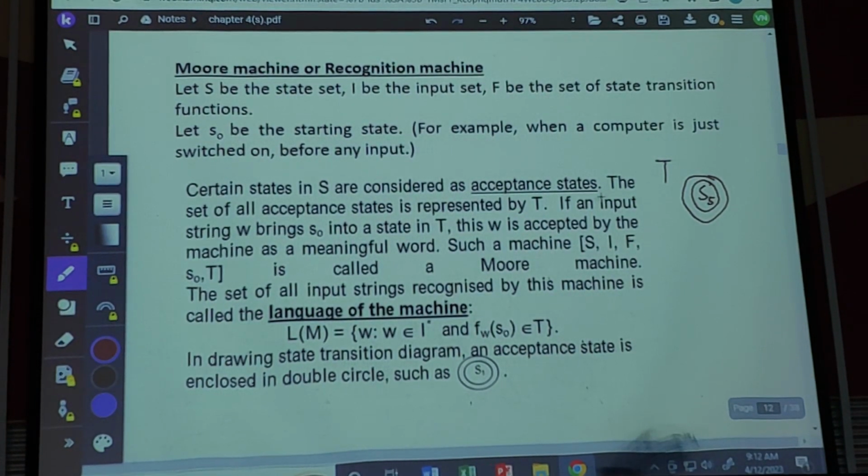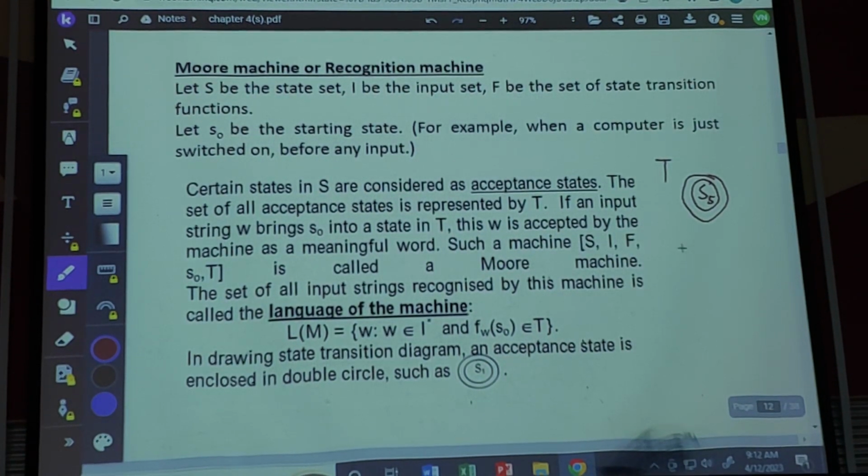So we have 5 components for the Moore machine. You have S, I, F, S0, and T.